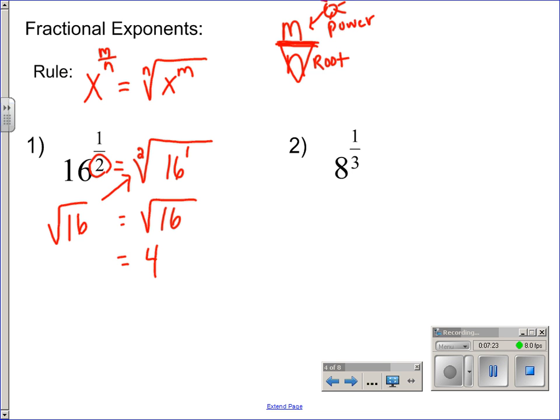So let's look at number 2. What is our root? 3. So now we're doing the cube root of 8 to the first power. Well, 8 to the first power is just 8, and we have to do the cube root. So what times itself 3 times is going to give me 8? You can also type it in on your calculator, cube root of 8. So 2 times 2 times 2 gives me 8, so that is your answer.